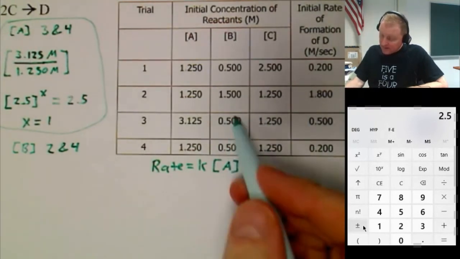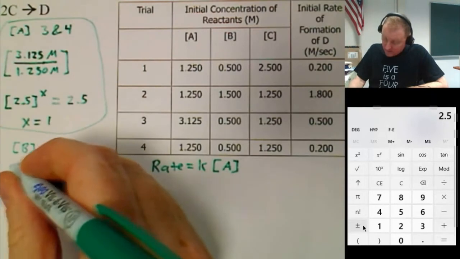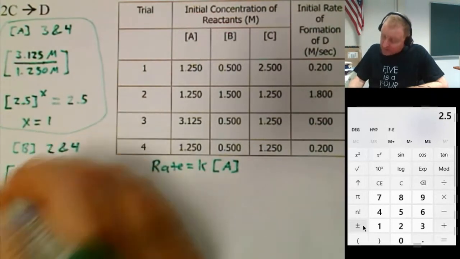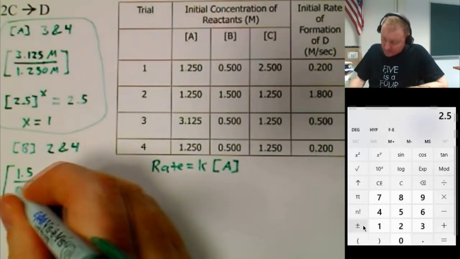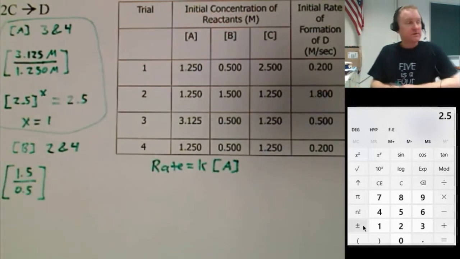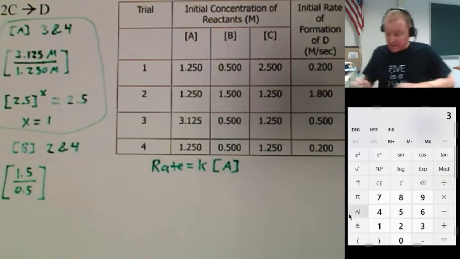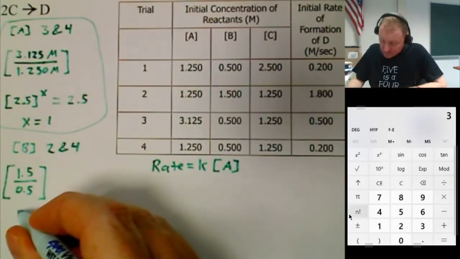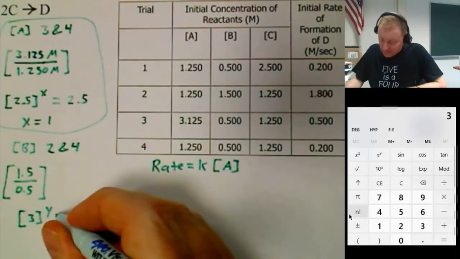Okay, I see that it tripled. Because the concentration went from 0.5 to 1.5, it tripled. So I'll just do it in the calculator to go through the steps. 1.5 divided by 0.5, and that's 3. So the concentration tripled. We'll say this one's Y.